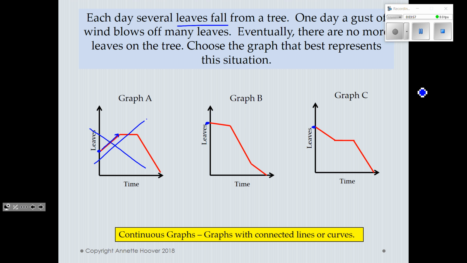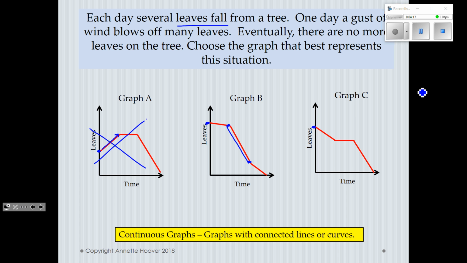One day, a gust of wind blows off many leaves off the tree. A gust of wind, so the number of leaves declined pretty quickly. Well, here on graph B, you will see that the number of leaves dropped pretty sharply, which could indicate a gust of wind.